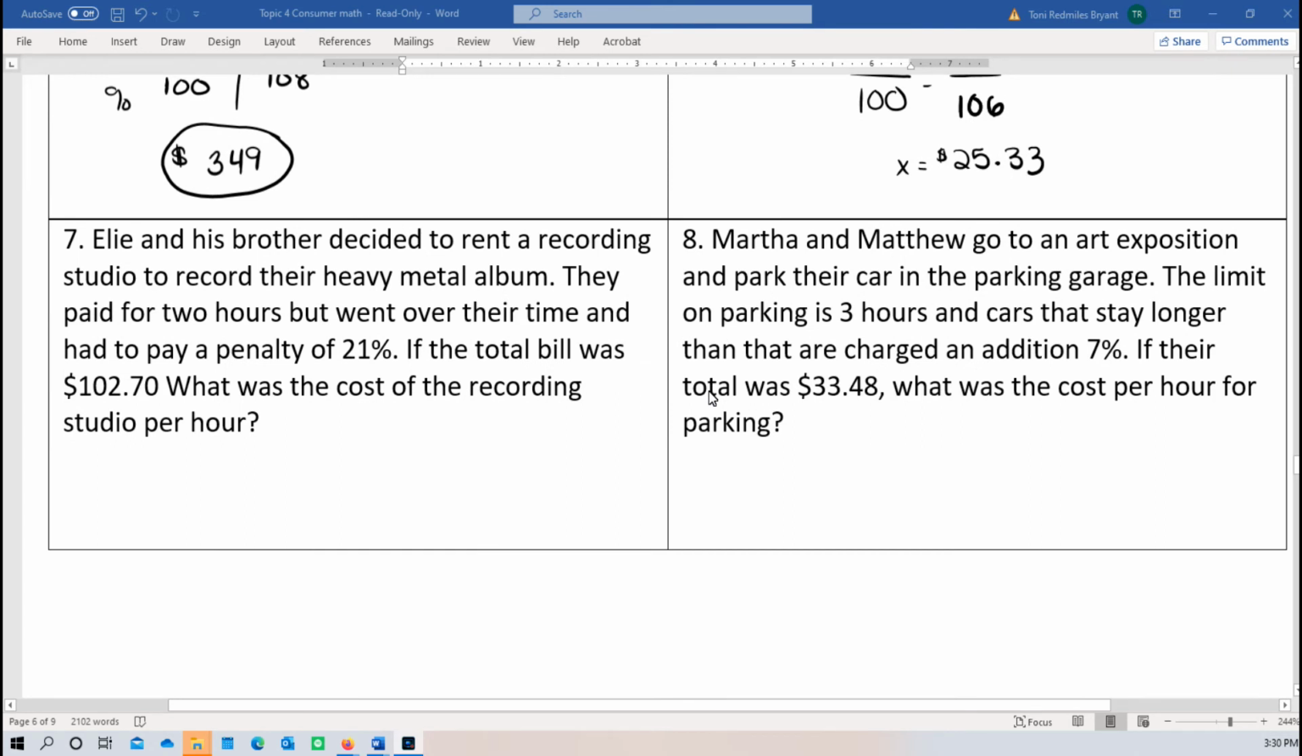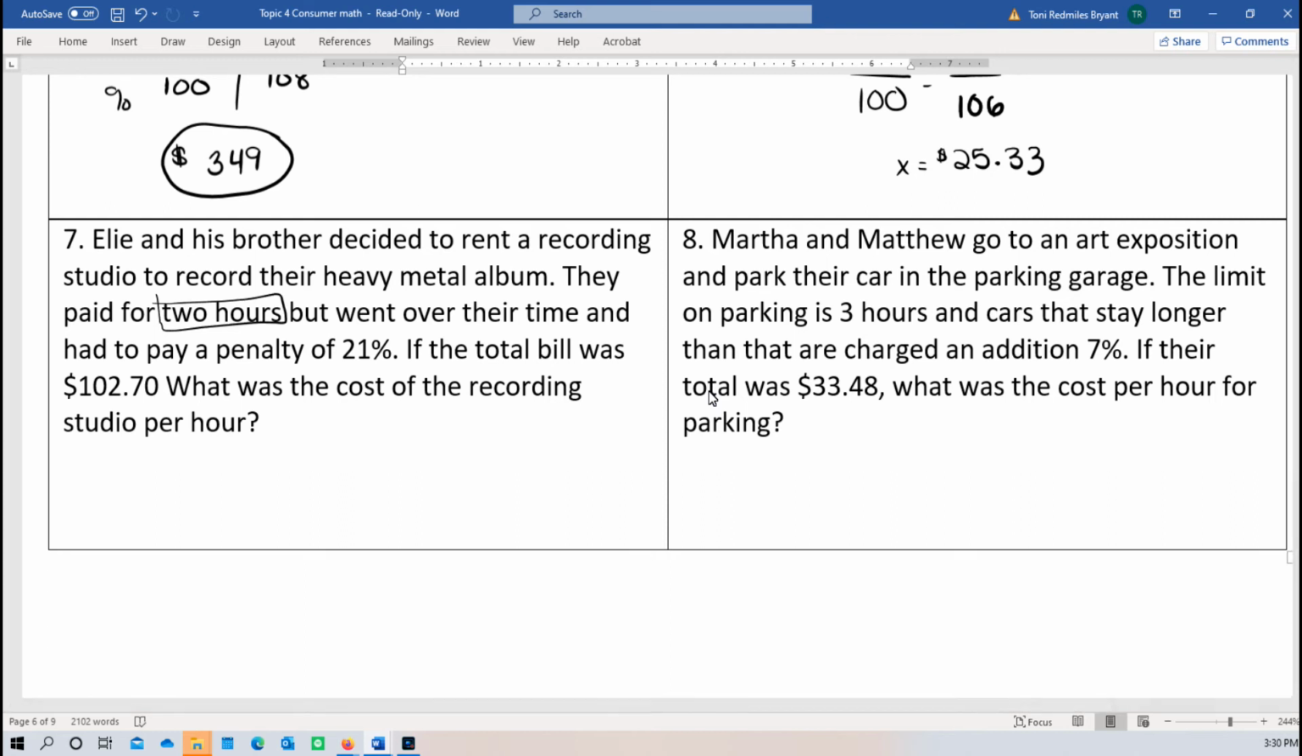2 more. Ellie, or Eli, or something like that. Eli and his brother decided to rent a recording studio to record their heavy metal album. They paid for 2 hours, but went over their time and had to pay a penalty of 21%. Oh my goodness. If the total bill was $102.70, what was the cost of the recording studio per hour? So they paid for 2 hours, but they went into the third. They went over their time.